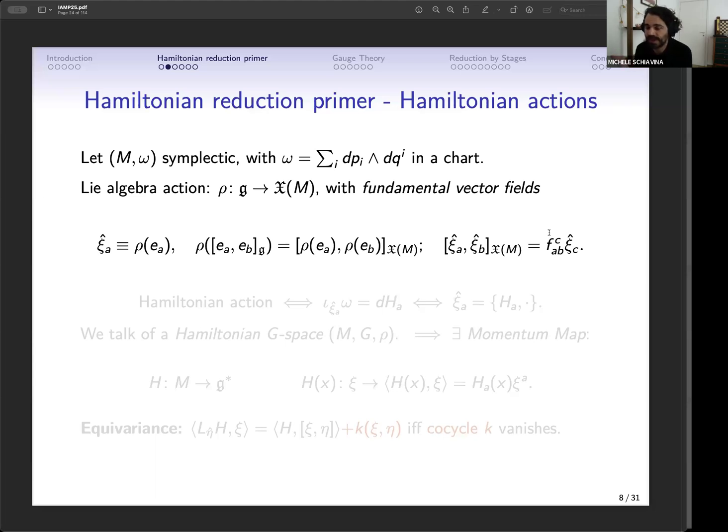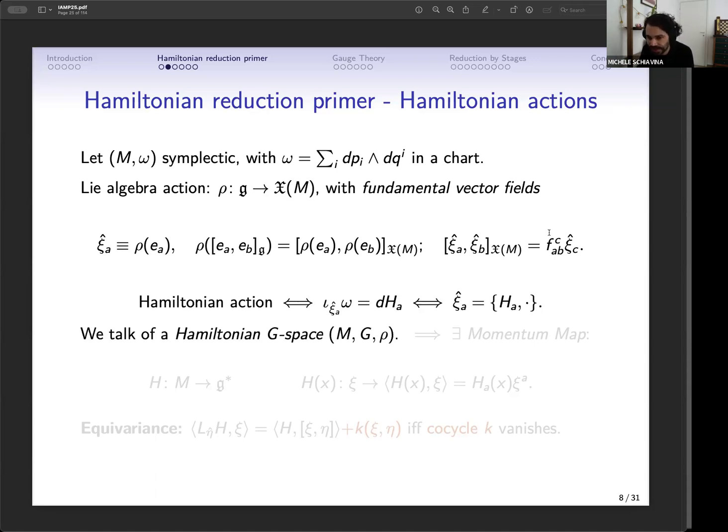Since we are on a symplectic manifold, it makes sense to ask whether there is compatibility between these fundamental vector fields and the symplectic data. And one particularly interesting compatibility condition is that such fundamental vector fields are Hamiltonian, which means that for every A, there is a function H_A, and contracting the fundamental vector field with the symplectic form, I get the differential of this function H_A. Another way of saying this, if you're more familiar with this, is that the fundamental vector fields can be written as the Poisson bracket with this function H_A. So it's a derivation, Poisson bracket is a biderivation, so everything makes sense. In this case, we say that we have a Hamiltonian G-space.